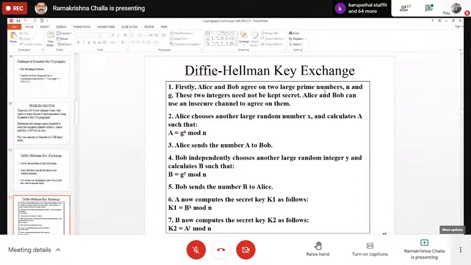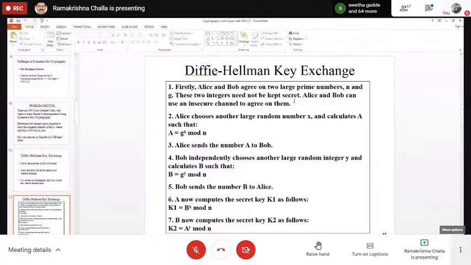So Alice and Bob, right? Two large prime numbers, they will agree. One prime number is called N, the other prime number is called G. These two prime numbers need not be kept secret, right? They are not secret. That means N and G, the two prime numbers generated by Alice and shared with Bob, are not secret.